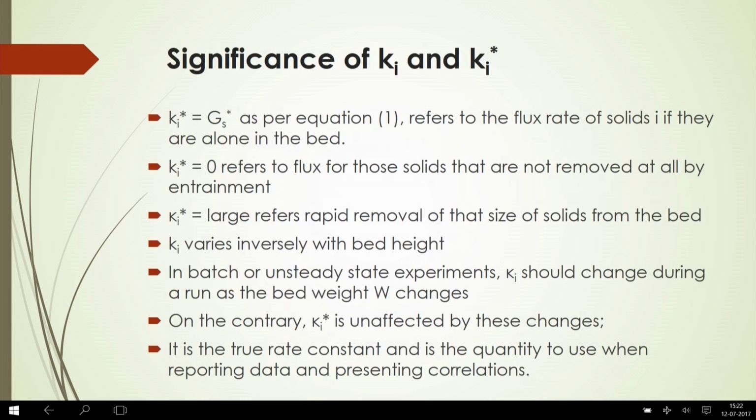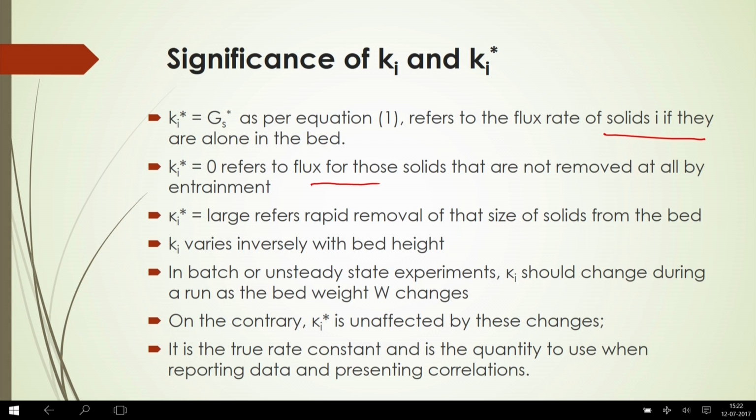Now, the significance of this k_i and k_i star, that is the elutriation rate constant. Now, k_i star is equal to G_i star as per equation 1, which refers to the flux rate of solids if they are alone in the bed, and k_i star equal to 0 refers to the flux for those solids that are not actually removed at all by entrainment. And this elutriation rate will be very large if rapid removal of that size of the solids from the bed happens, and k_i varies inversely with the bed height.